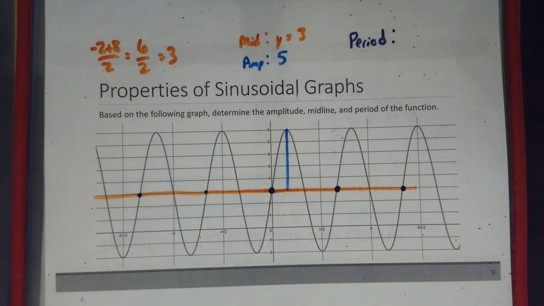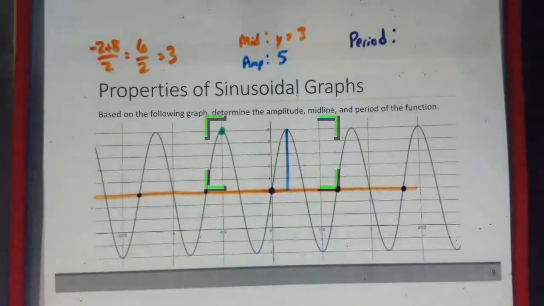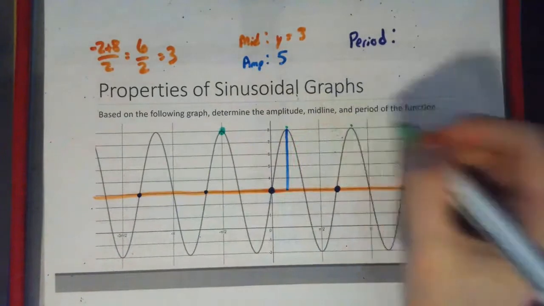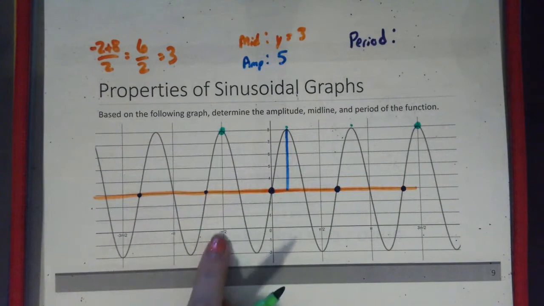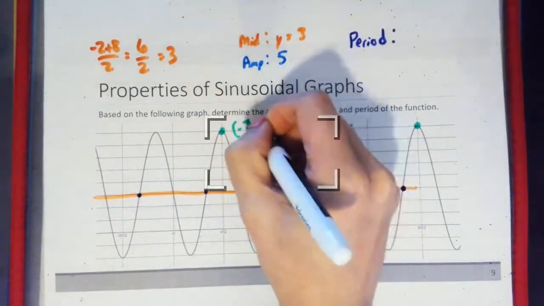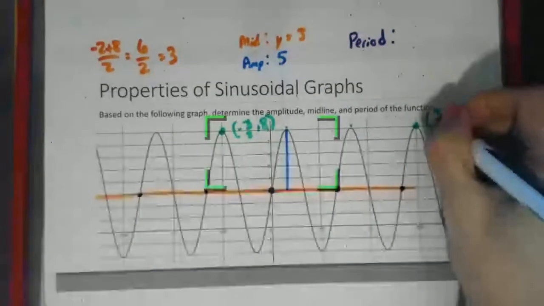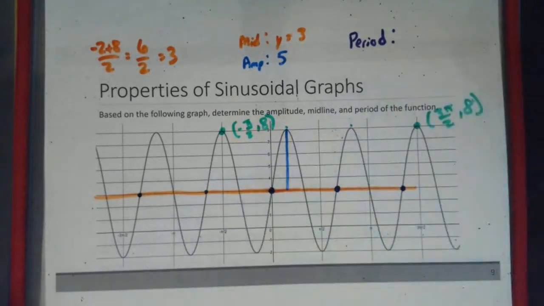Aha! What if I look at this point here, the very top? I hit the very top again, here and here and here. Aha! So this point is negative pi over 2, comma 8. This point is positive 3 pi over 2, comma 8.